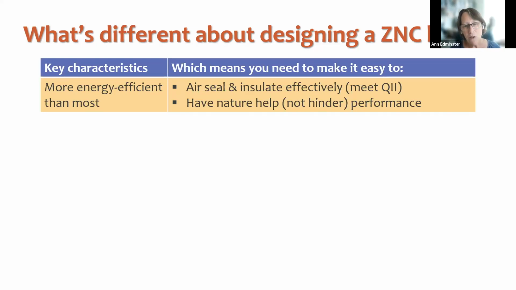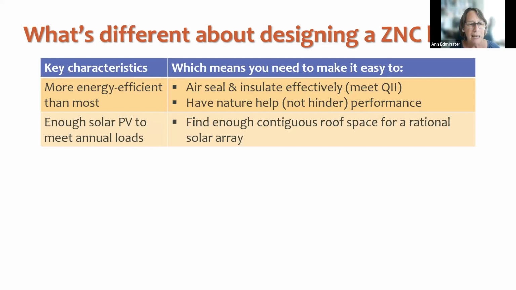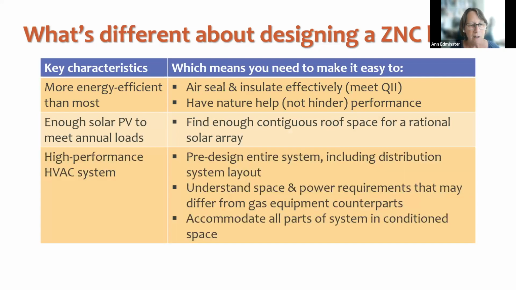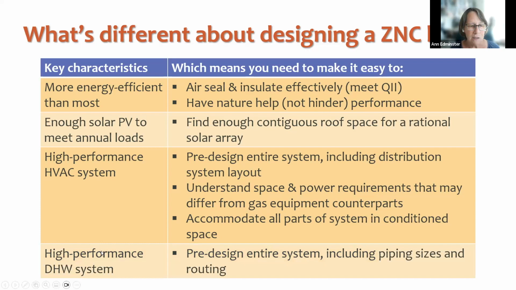I mentioned have nature help, not hinder performance. A couple thoughts about that as we clip through some of these other slides. Having enough solar to meet the annual loads, contiguous roof space is key there. High performance HVAC, a couple things that are important pre-designing the whole system, including where is it all going to go and get to where it needs to be, understanding whatever requirements the equipment may need that is different from what you may be used to, and accommodating all parts of the system in conditioned space. Similarly, for high performance domestic hot water, once again, the entire system ideally would be designed.